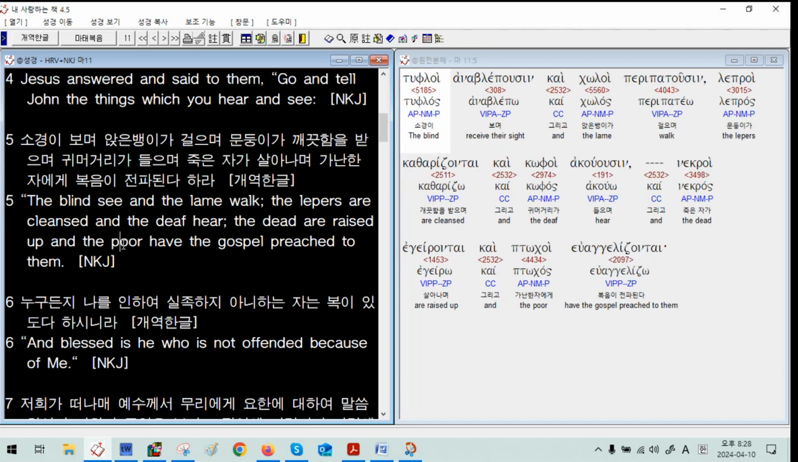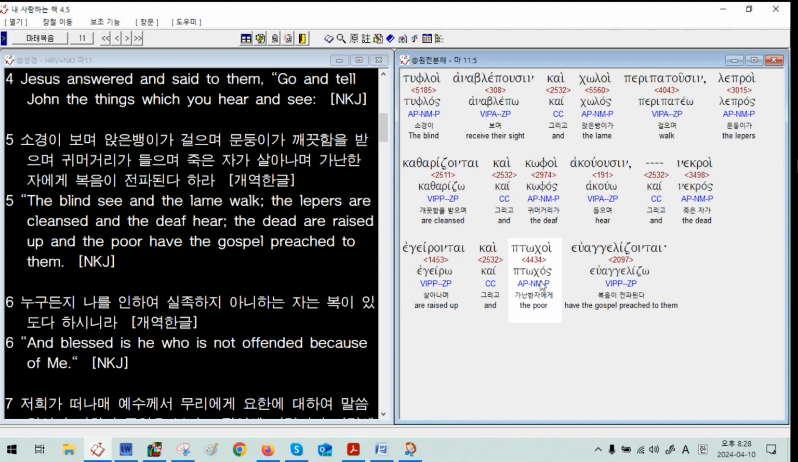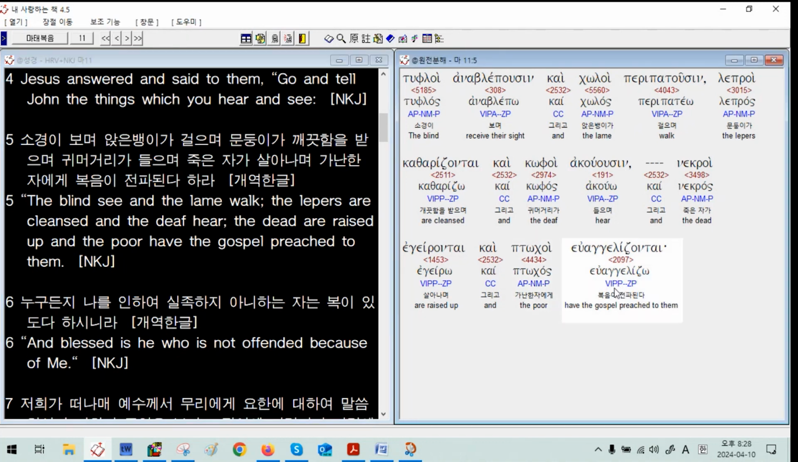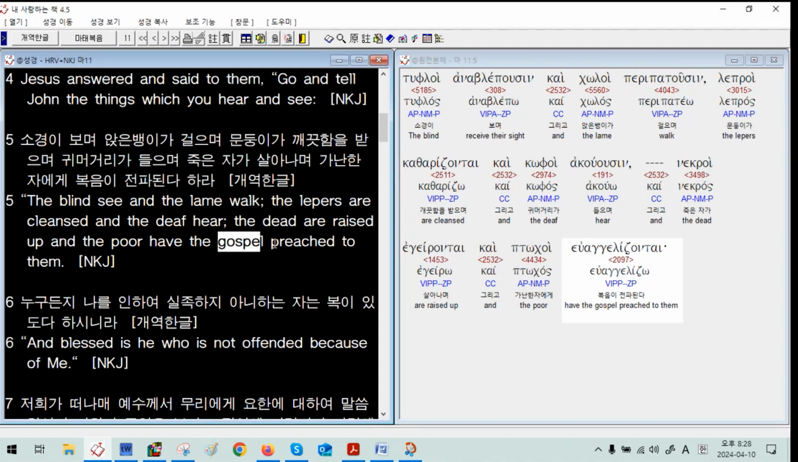the poor, ptochos, which is a beggar living, have the gospel preached to them. It is indicative, present, passive: poor living are announced the good message. In order to receive the good message, which is the gospel, you have to be a beggar living, poor living by the Spirit.